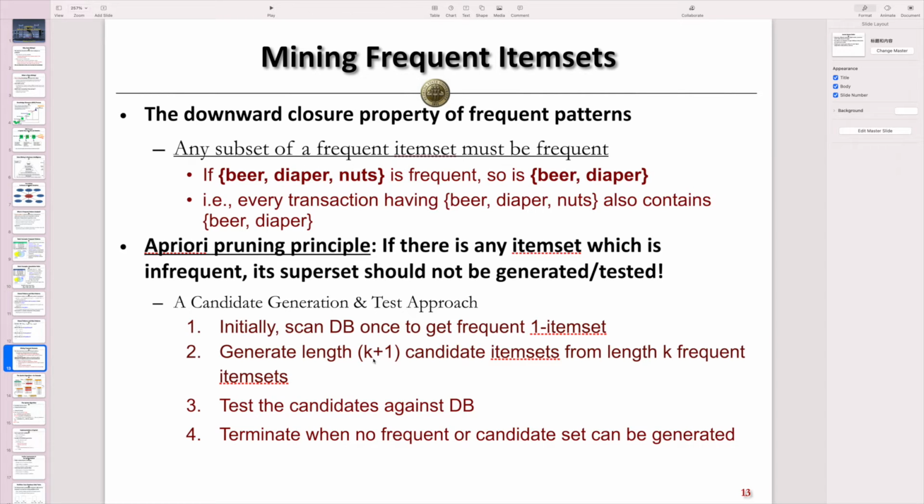So we set K to be 1. Then we generate the K plus 1 candidate item sets from the frequent K item sets. We go further forward by increasing K, running this algorithm iteratively. We test the candidates against the database, and terminate when no frequent set or no candidate set can be generated. This is the high-level idea for mining frequent item sets. We will show you with an example.